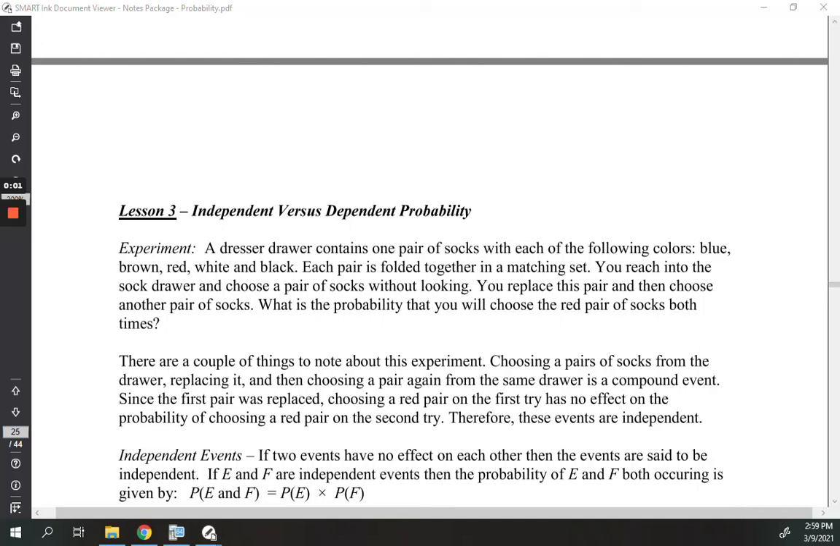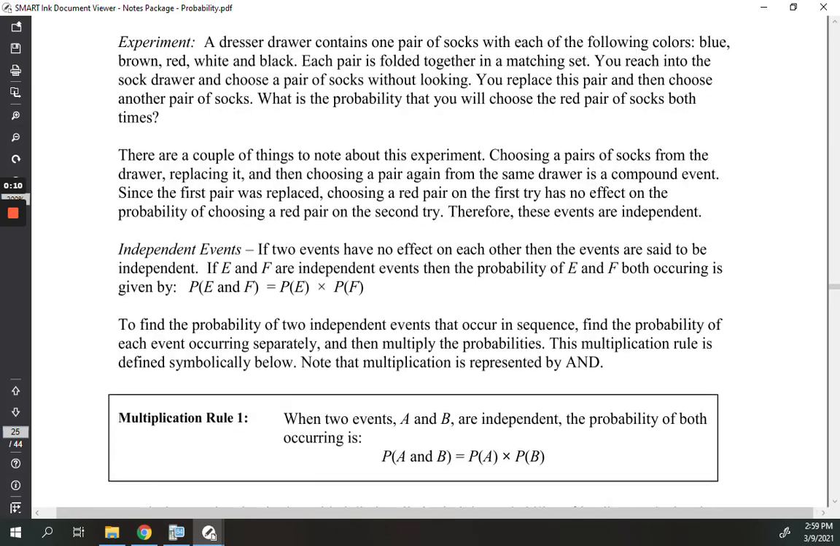Hello, today I'm going to go through lesson 3 on independent versus dependent probability. So I'm going to skip down right to the examples and go through a few here.